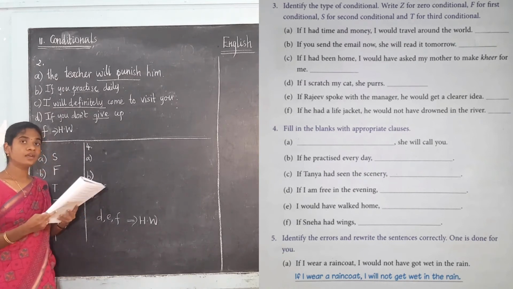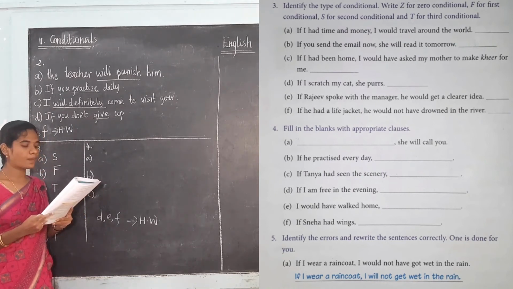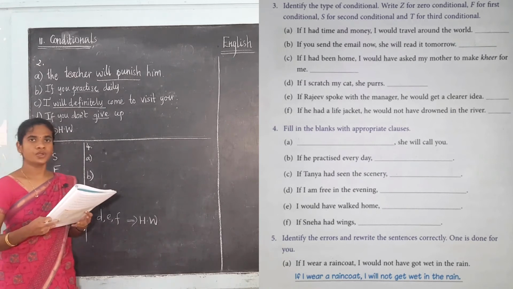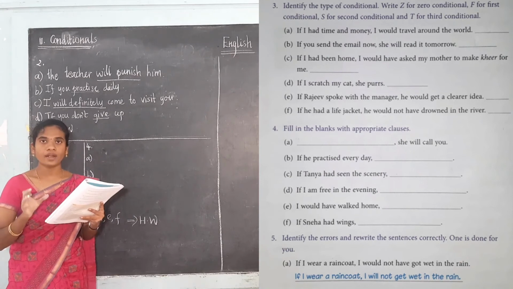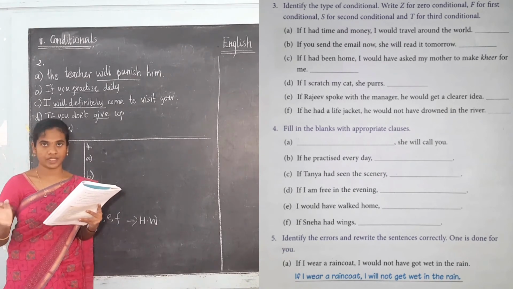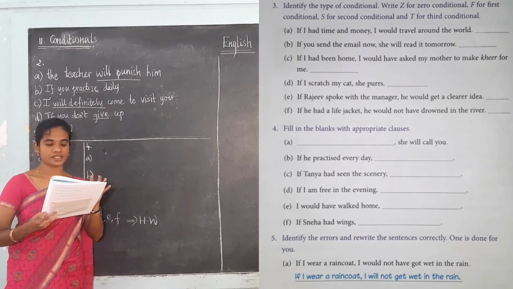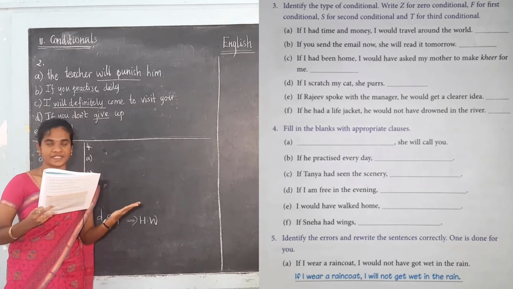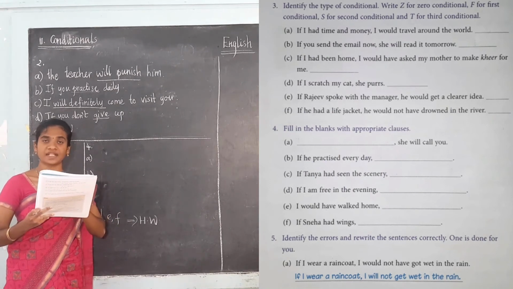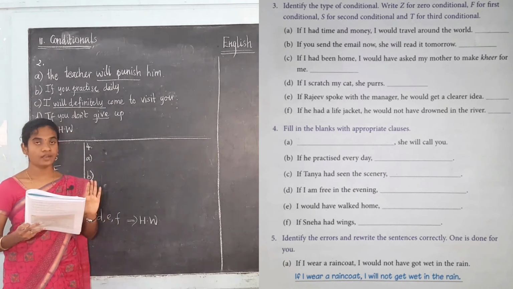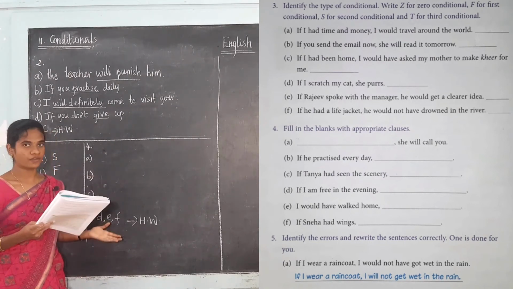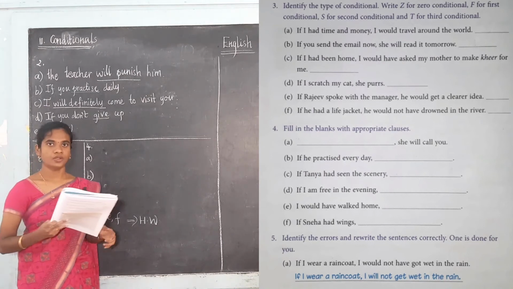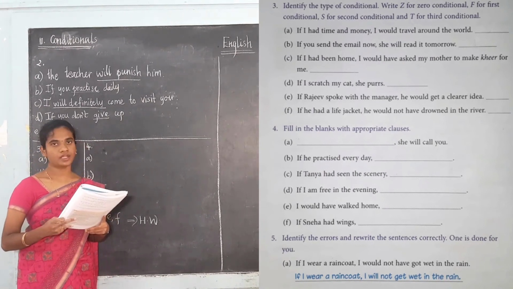Now we shall see the fourth exercise. Fill in the blanks with the appropriate clauses. So you have to write the appropriate clauses. You have to find out what type of conditional it is according to the structure. For some blanks the if clause is missing, and for other blanks the main clause is missing. You have to write according to the structure. Here they don't give what type of conditional. You have to read the sentence. You know the structure, no? So based on that you have to write this.